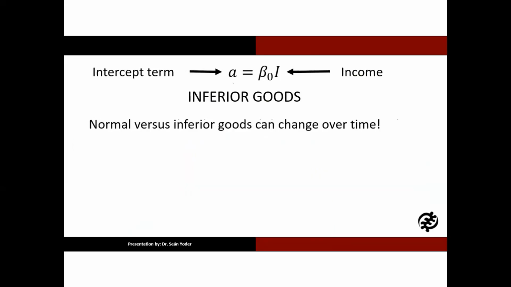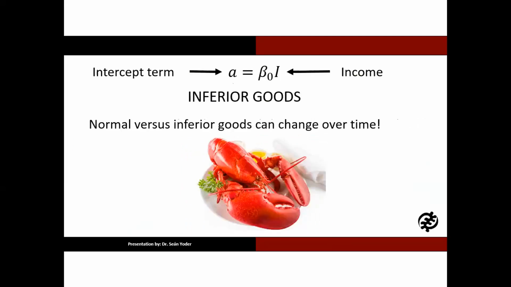Normal versus inferior goods can change over time. Back in the 1800s, lobster, which is now a normal good, was only suitable for slaves. It was an inferior good. You'd only eat it if you were really, really, really poor or a slave. So realize the properties of inferior goods can change, and sometimes it's per person, sometimes it's not.